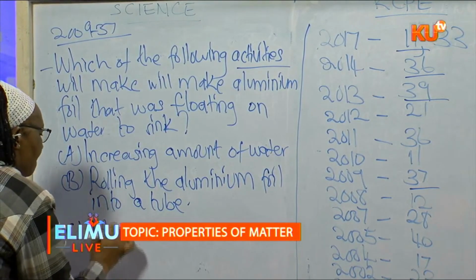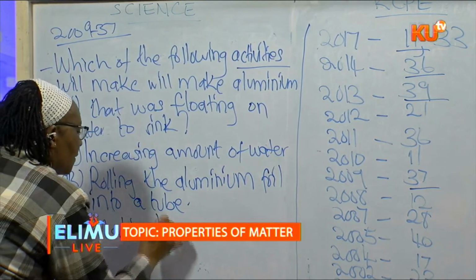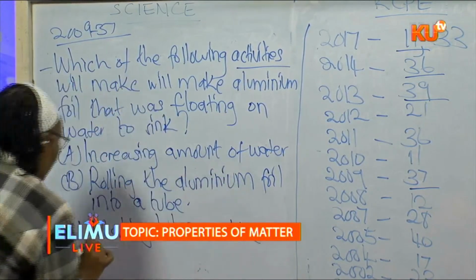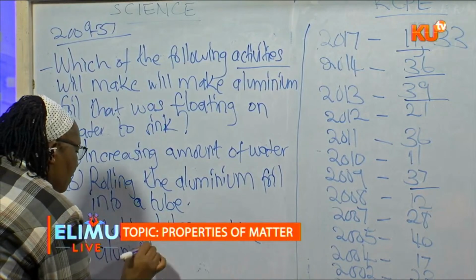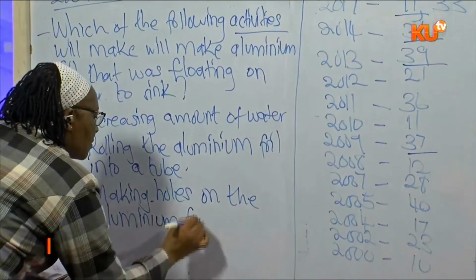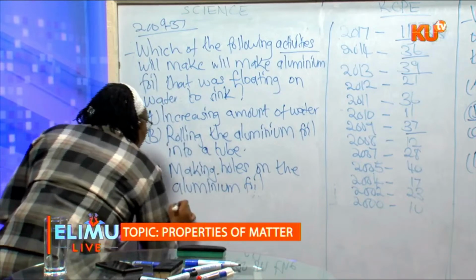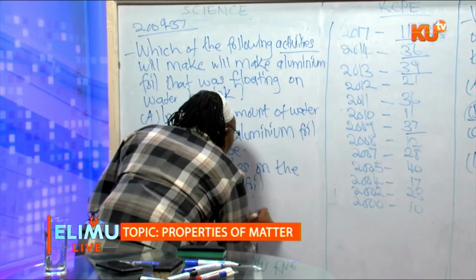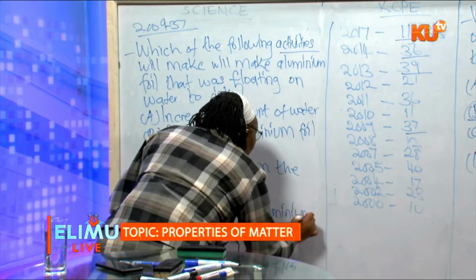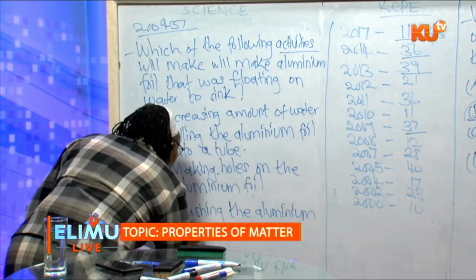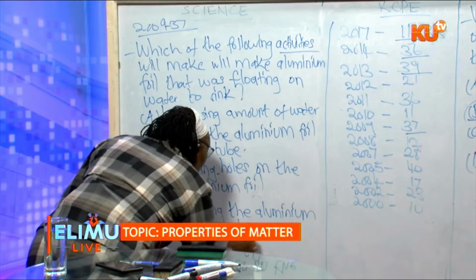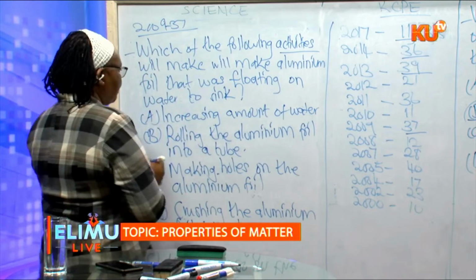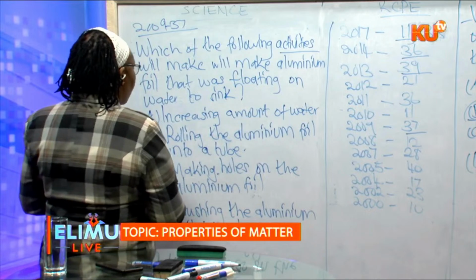C, making holes on the aluminium foil, and D, crushing the aluminium foil into a ball. We look at each one of them. So, increasing the amount of water.